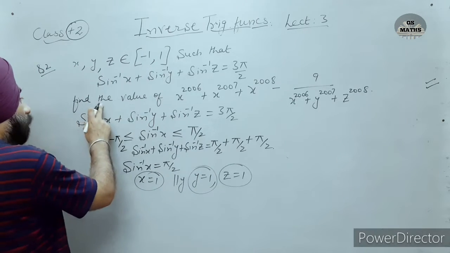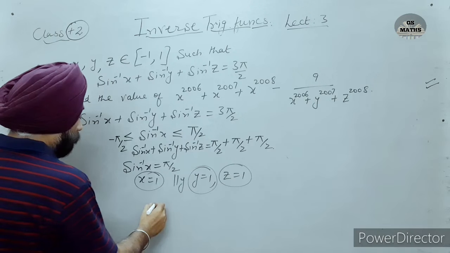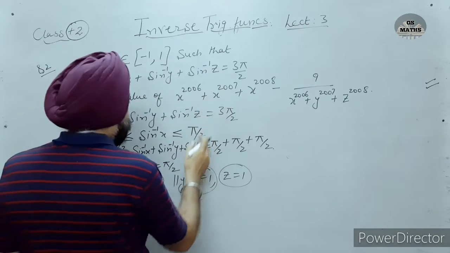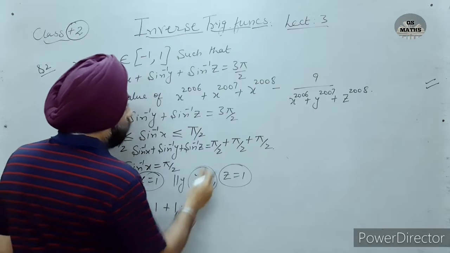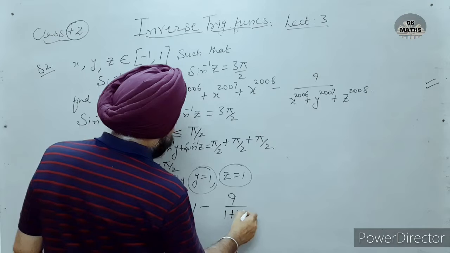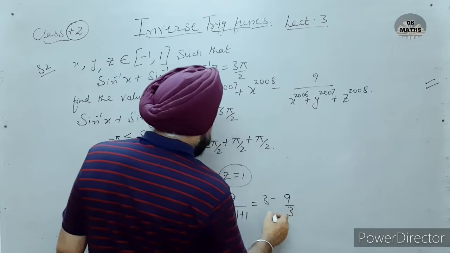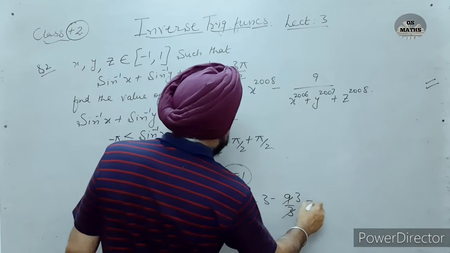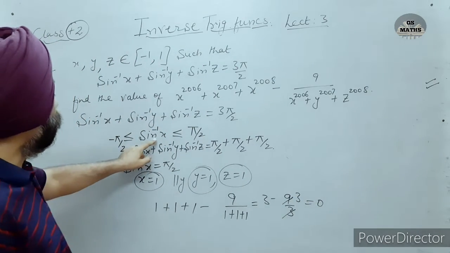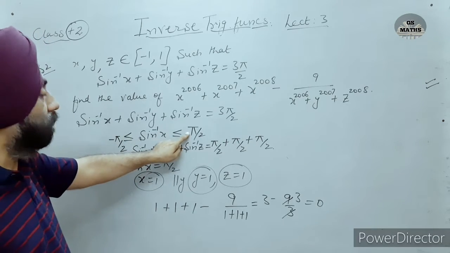Now I have to find the value of this expression. This is x raised to power 2006, it's 1 raised to power 2006, it's 1. X raised to power, it's again 1, it's again 1. Minus 9 upon 1 plus 1 plus 1. That is 3 minus 9 upon 3. Answer is 0.